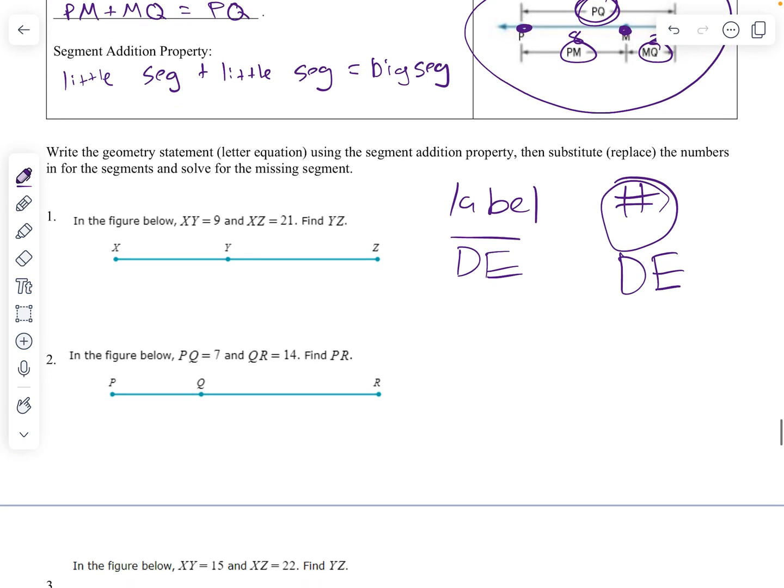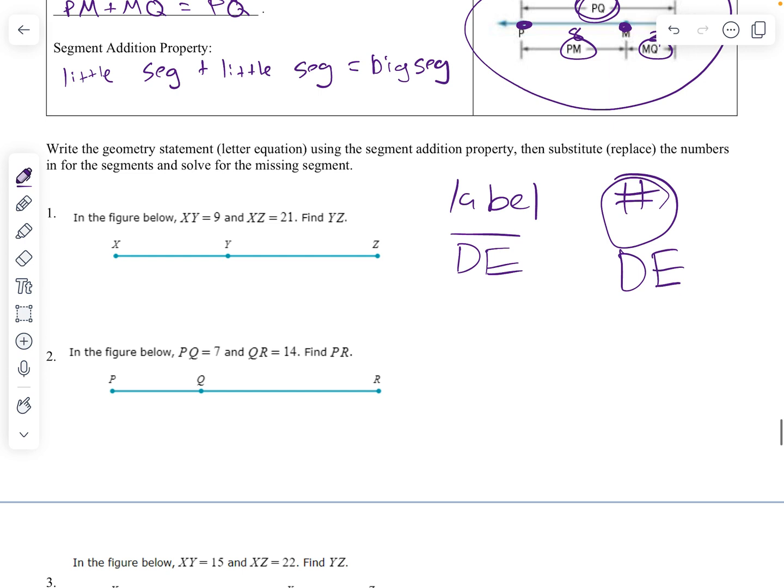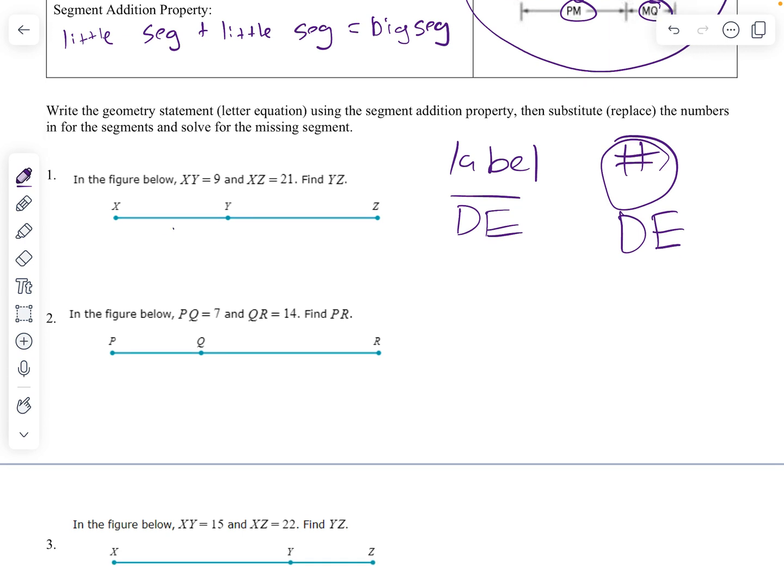Okay, let's go on to some of these problems down here. It says XY is 9, and it's saying XZ from here to here is 21. Could you tell me what this is? I'll give you a second to come up with it.